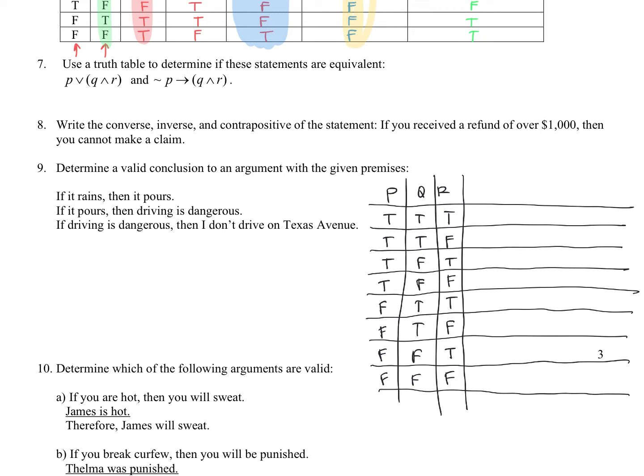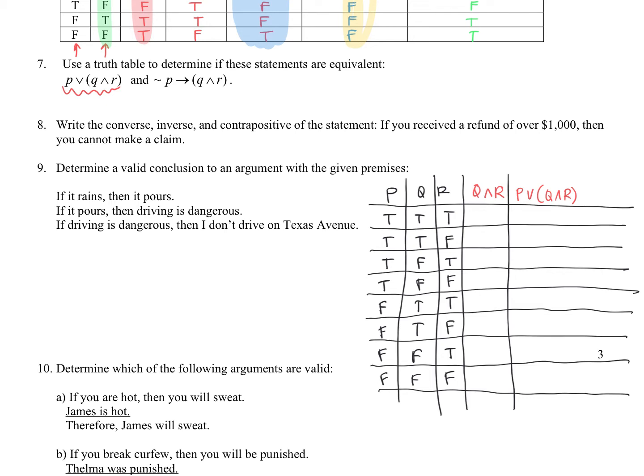Okay, and now we want to see what we need to combine. So in parentheses, we have Q and R. Let me do this in another color. So in parentheses, we have Q and R. Okay, so we need to do that. And then the next thing we see is P or Q and R. Okay, so that's going to take care of this first one in red.